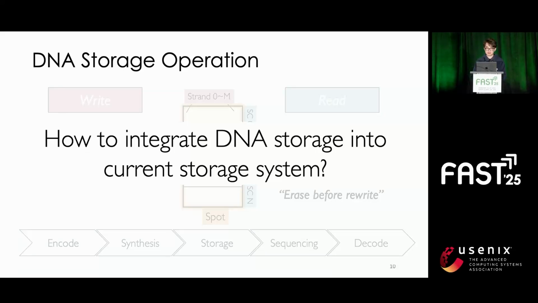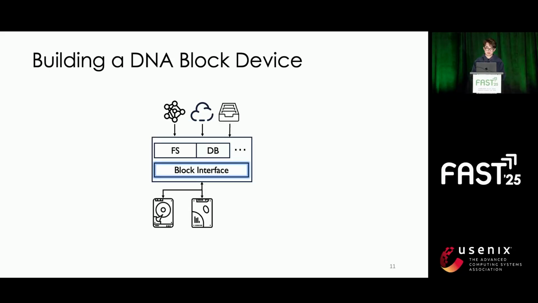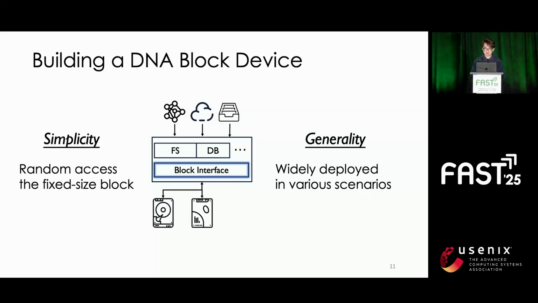After covering the DNA storage basics, a question arises: how to integrate DNA storage into current storage systems? Our work focused on building a DNA block device. The block interface is one of the most crucial interfaces in storage systems. It is simple and enables us to randomly access data at fixed-size block granularity. Additionally, the block interface is general. It's widely deployed in various scenarios, including AI, cloud storage, and archive storage. So, we propose to build a DNA block device to integrate DNA storage into existing storage systems.